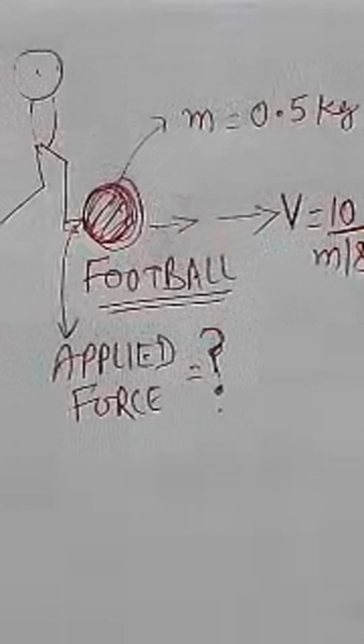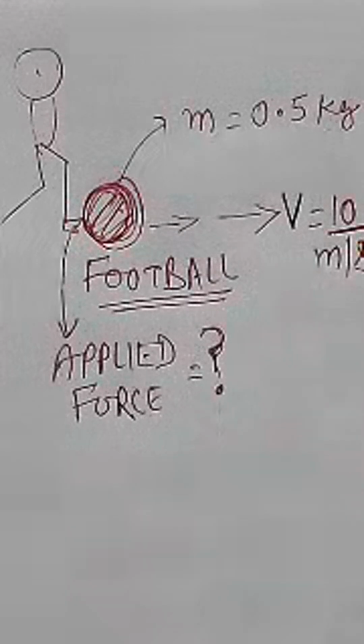Now, I hope you understand the scenario. The contact between foot and ball is only for 1/50th of a second. That means when the football player is kicking this ball, there will be a time of contact between his foot and the ball. That means till what time the football is in contact with the football player's foot. So that is equal to time, which is given as 1/50th of a second. This is given to you.